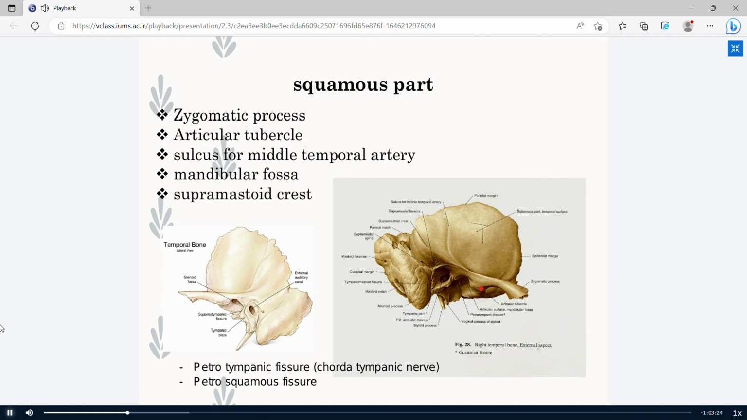This is the articular tubercle, because this is a tubercle anterior to the temporomandibular joint. So the name of the tubercle is articular tubercle, and it is the placement for attaching the disc of the TM joint.